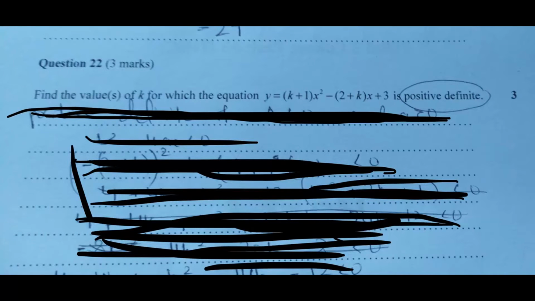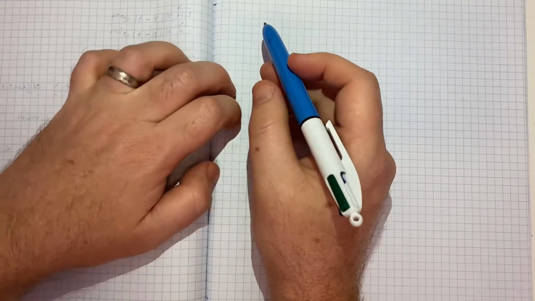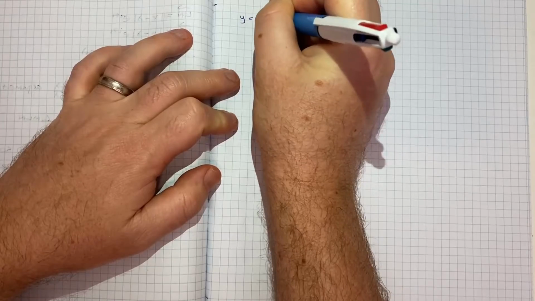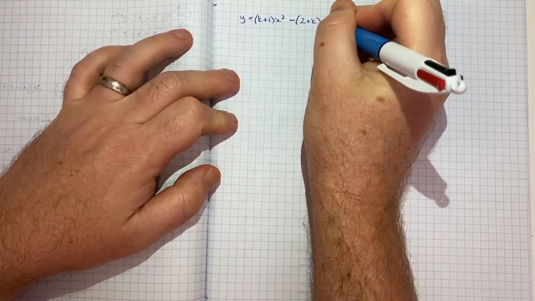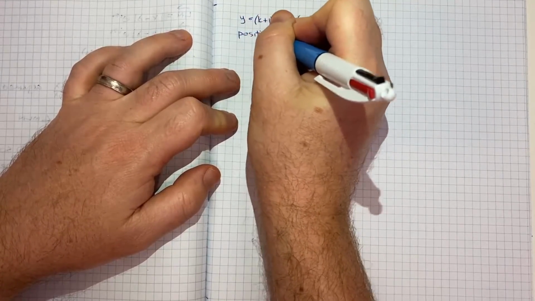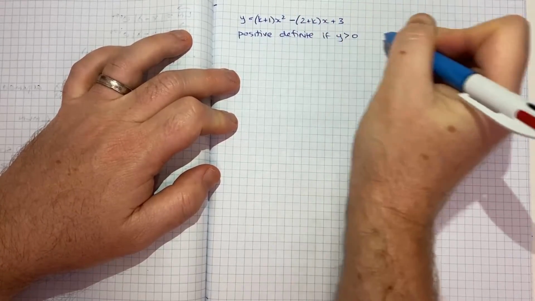For this question, we're asked to find the values of k for which the equation y = (k + 1)x² − (2 + k)x + 3 is positive definite. So the first step to tackling this question is to lay out what it means for it to be positive definite. We'll say y = (k + 1)x² − (2 + k)x + 3 is positive definite if y is greater than 0 for all x.